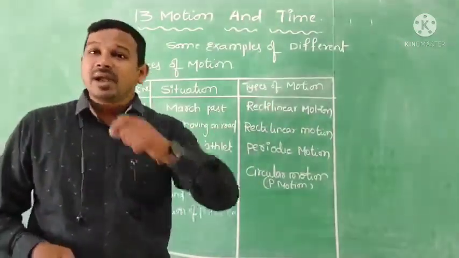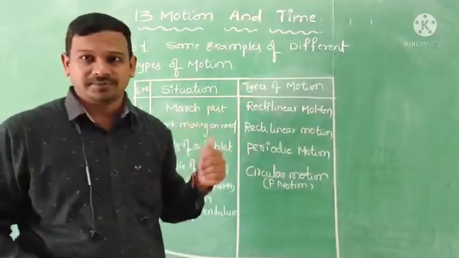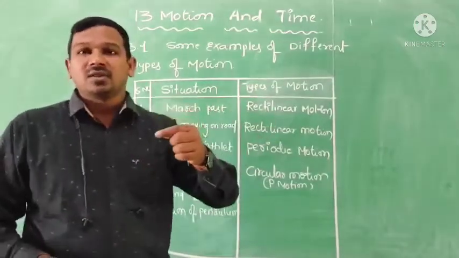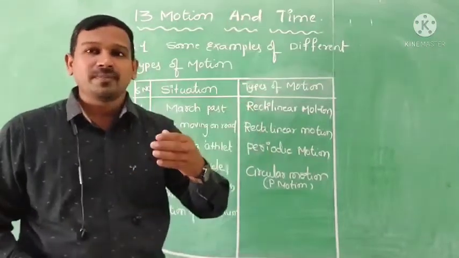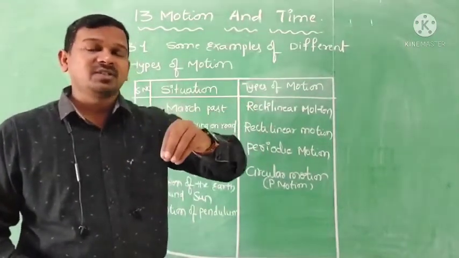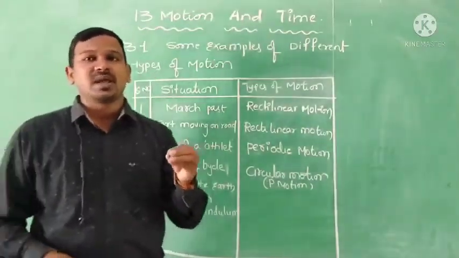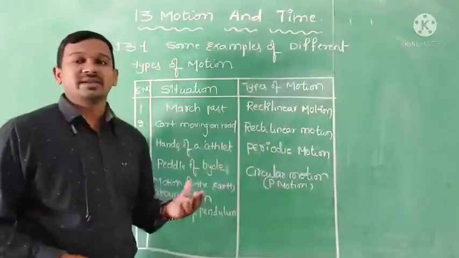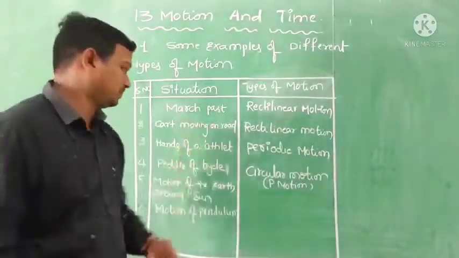At the same time, it takes the same time to complete one revolution. What is a revolution? The time taken to complete one circle is called a revolution. So the time period taken by the earth is the same every time around the sun. So we can say that the motion of the earth is circular motion as well as periodic motion.